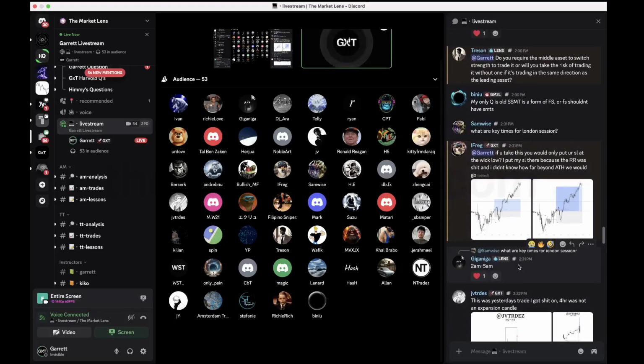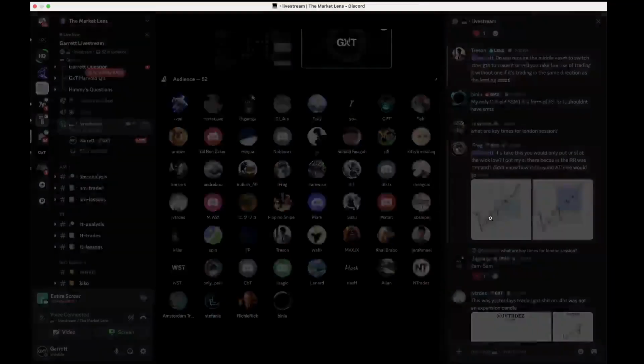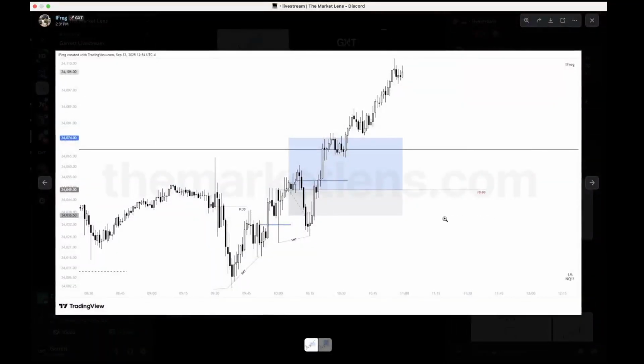If you take this, you would only put your stop loss at the wick low. Look at your range. What's your actual protected low? It's this low, it's not this body, right? If the wick was right here and the body ended here, I would put my stop at the body personally. Either way, I'm getting stopped out.